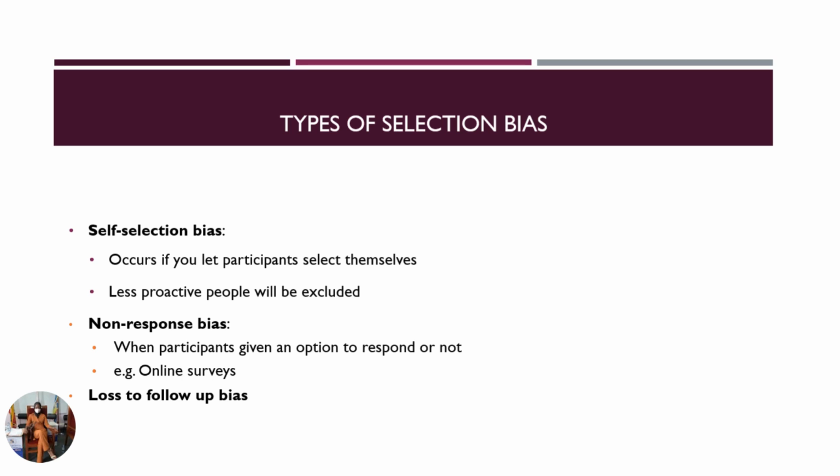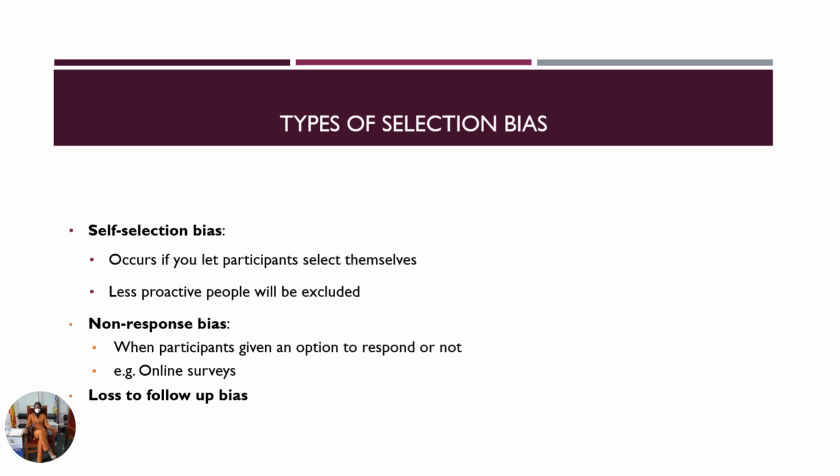Then we have non-response bias. Non-response bias is when participants are given an option to respond or not. For example, in online surveys, imagine the online survey comes to your inbox when you're working on something. You have a right to respond or not because there's actually no one following you up or convincing you to respond to that study.